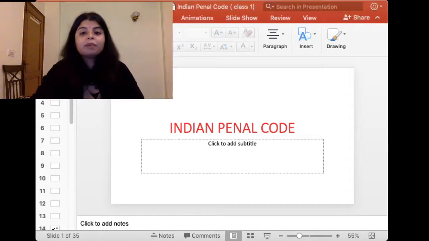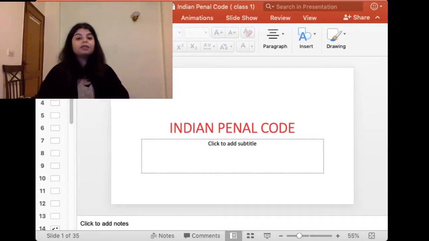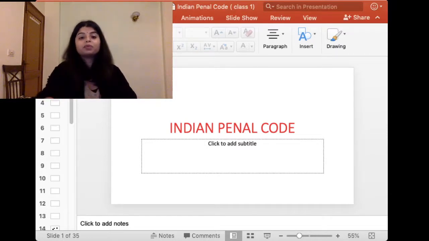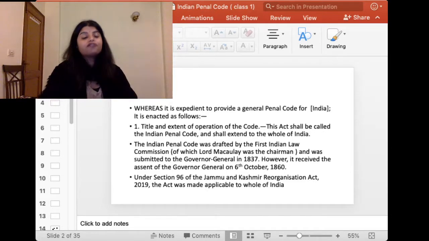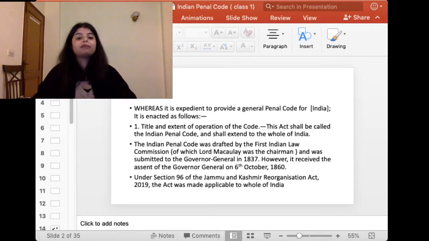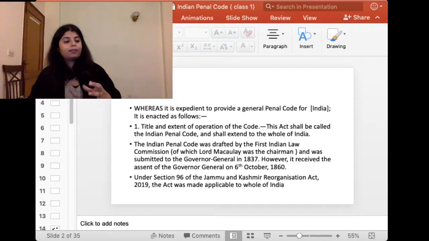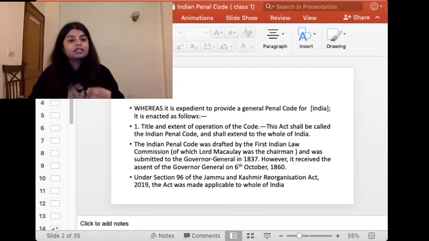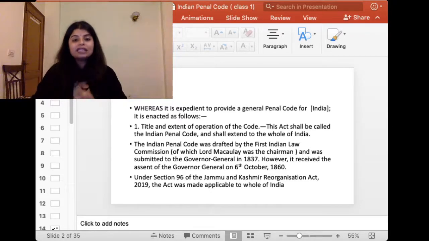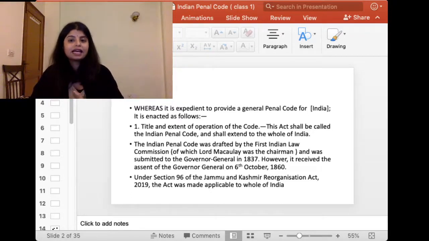So you can see a PowerPoint presentation on your screen, and through this presentation we will understand the Indian Penal Code in a better way. So let's see. The first part whenever you study an act is the preamble. Now what is a preamble? Preamble basically tells that when was this act brought in and also to what extent does it apply. So if you see the preamble on your screen, it says that this act shall be called Indian Penal Code and shall extend to whole of India.